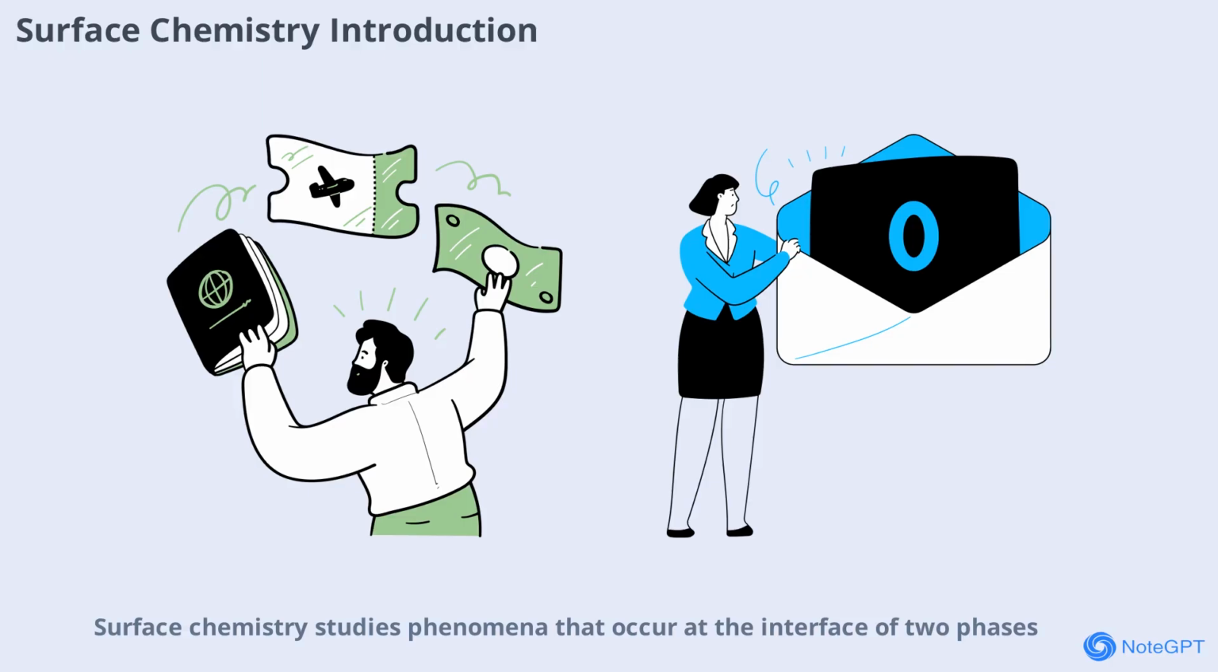Surface chemistry studies phenomena that occur at the interface of two phases, such as adsorption, catalysis, and colloids. We'll introduce the basic concepts and their significance in everyday life and industry. Surface chemistry is crucial for understanding detergents, catalysts, and even biological membranes.